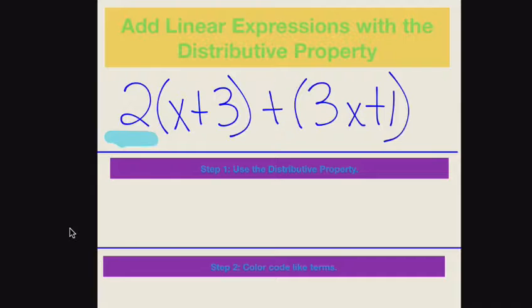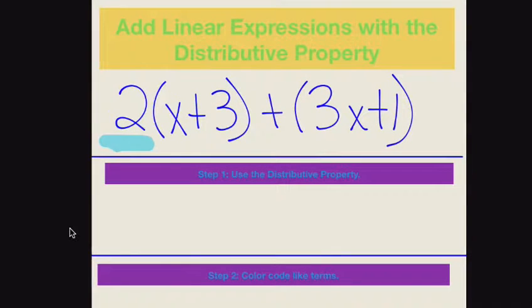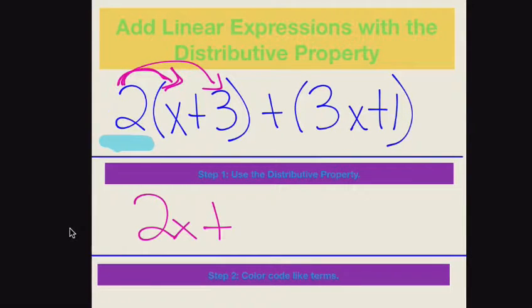Step 1 is to use the distributive property to distribute the 2 to each term within the parentheses, or multiply it times each term. So I'm going to start by multiplying 2 times x to get 2x, plus 2 times 3 is 6. So again, we took that 2, we multiplied it times the x to get 2x, and we multiplied 2 times 3 to get 6. And since we had an addition sign here, we're placing our addition sign here.